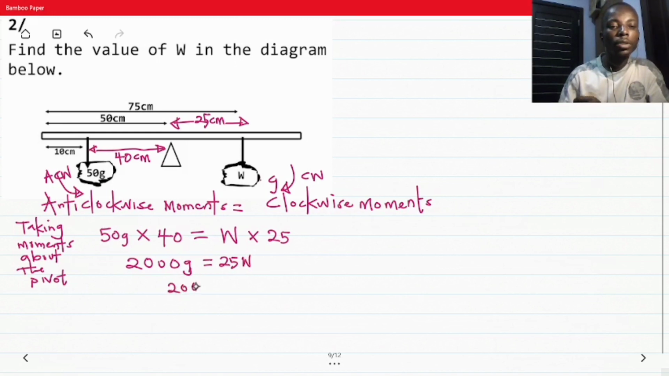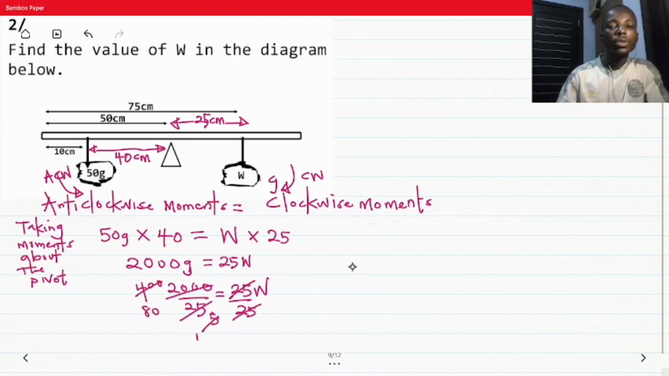I will have 2000 divided by 25 equals to 25W over 25. Dividing by 5 gives 400 over 5, then 80 over 1. So it implies that our W is equal to 80 grams. That is the answer.